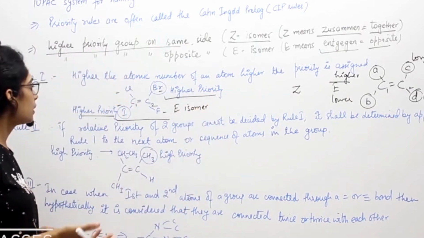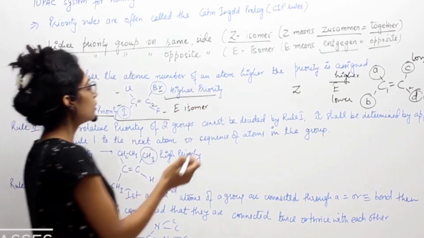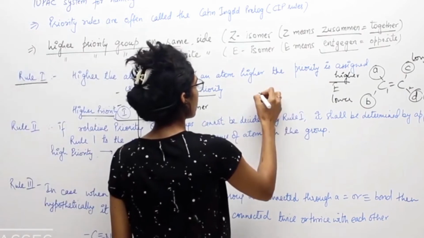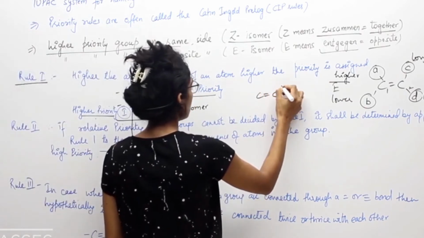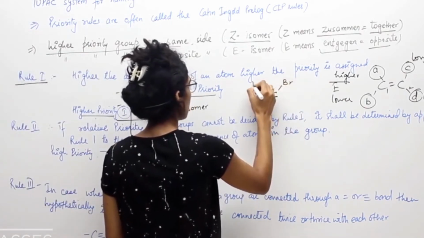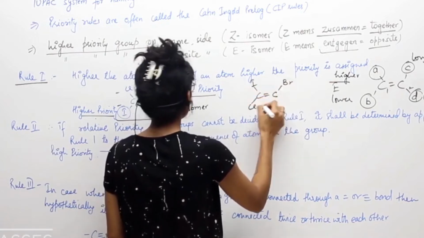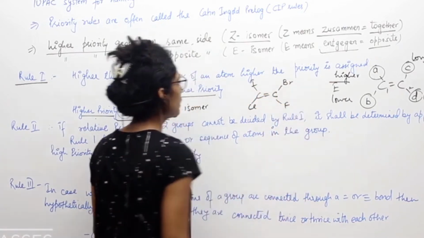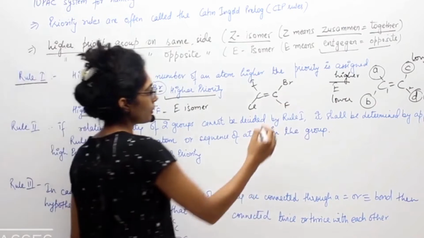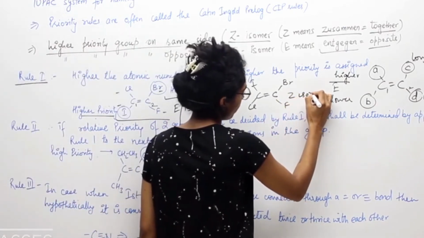Now, what would have made it a Z isomer? When both the higher priority groups would be together. So basically, if Br and iodine would be on one side and fluorine would be on the other side, this will be your Z isomer. So this is one way.